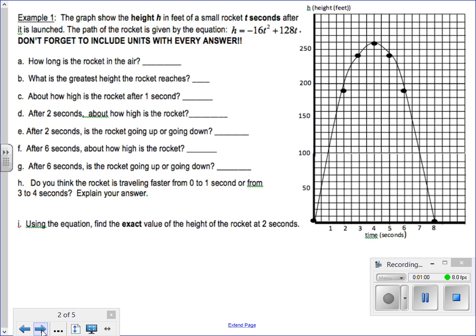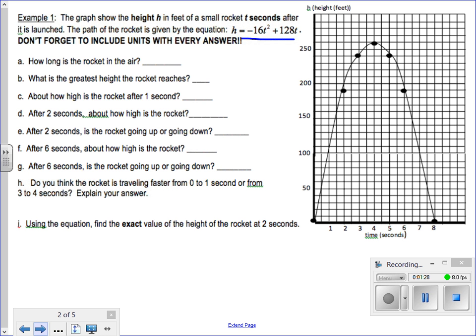So example 1, we're going to start with a graph that's already made for us. It says the graph shows the height in feet of a small rocket t seconds after it was launched. The path of the rocket is given by h equals negative 16t squared plus 128t. Don't forget to include units with every answer when we use any kind of modeling, linear, exponential, or quadratic. We have to include units to make it mean something.